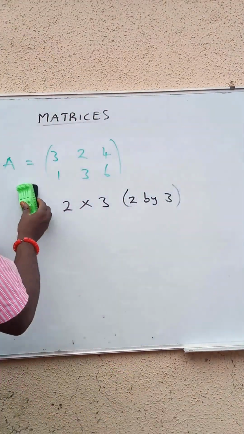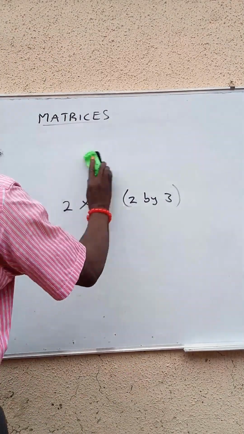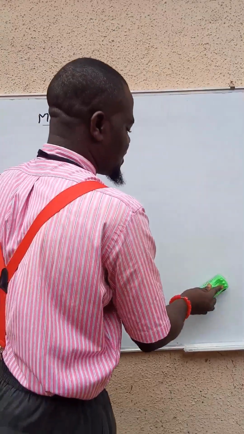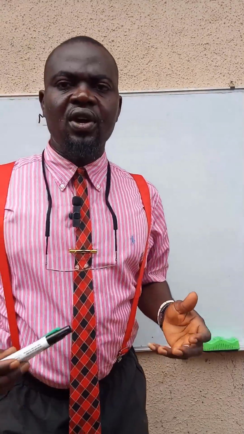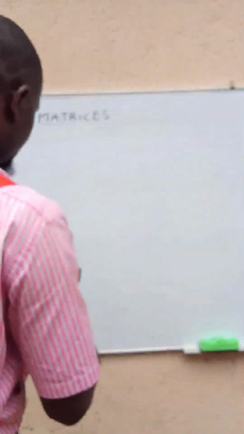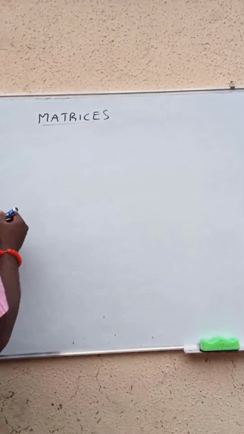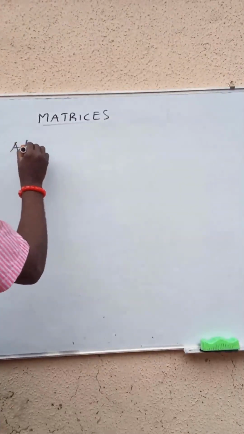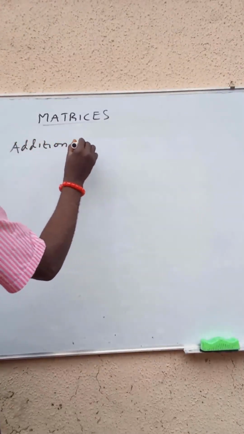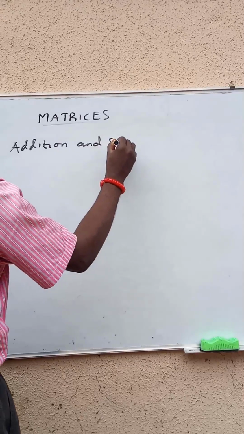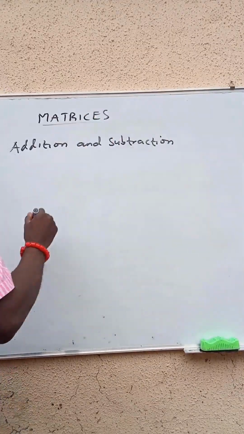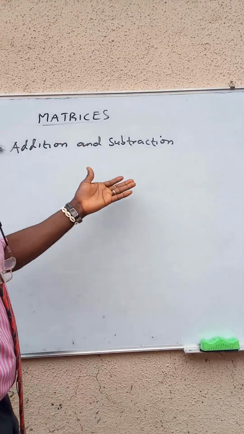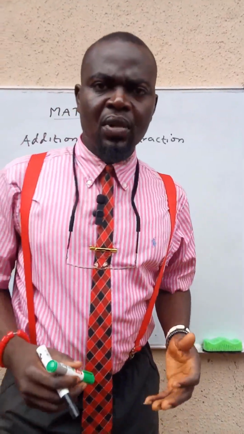Now let me go again to the major work of the day. That is addition and subtraction of matrices. So the matrix is already on the chart. So we have addition and subtraction of matrices.